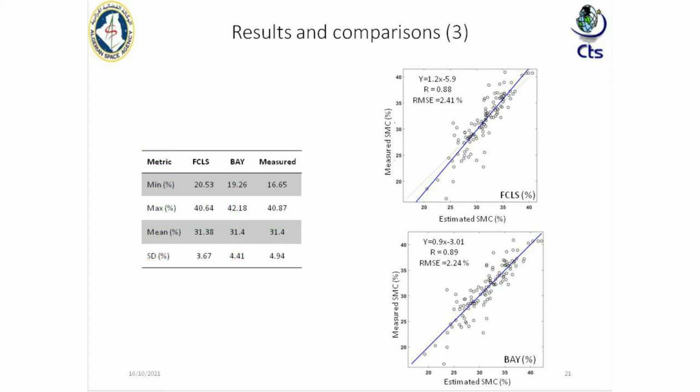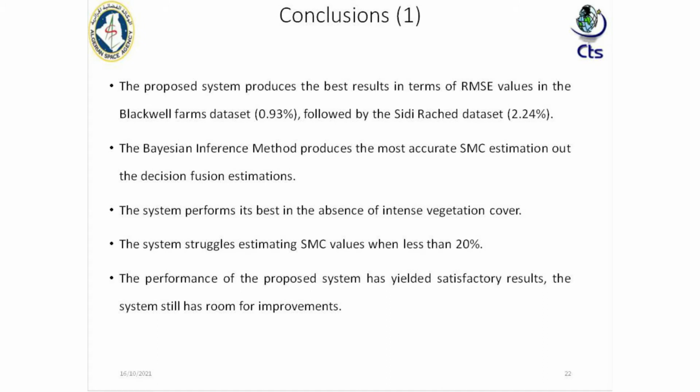Again, the mean, the max, and standard deviation are quite close, although in the case of the FCLS, the standard deviation is a bit lower than the measured one. Well, to conclude, the proposed system actually produces lower root mean square error, and that's the objective that we set for ourselves, which is quite good. In the case of Blackwell farms, the root mean square error is lowered by almost 1%, and in the CD Rashid by more than 2%.